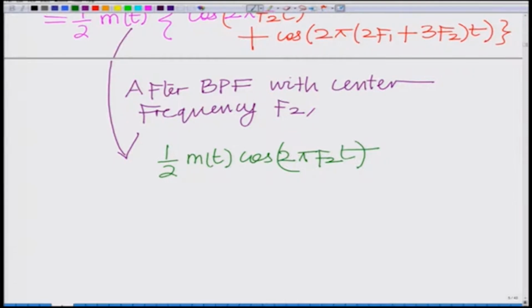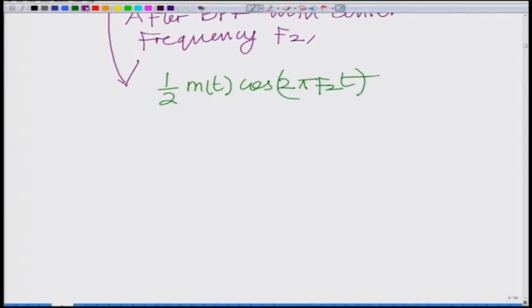So, previously we had seen that the frequency f1 is translated to f2, but there is also an image frequency f1 plus 2 f2 which will also be translated to f2. Naturally, if there is an incoming signal at this image frequency f1 plus 2 f2, that is also going to be translated to f2 and hence interfere with the incoming signal at frequency f1, which is also being translated to f2.